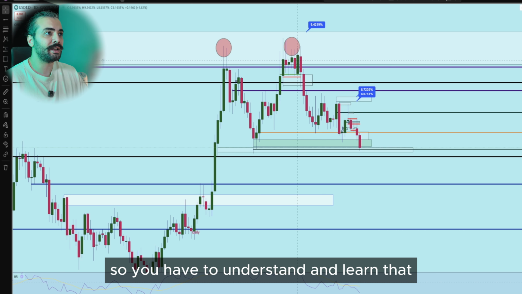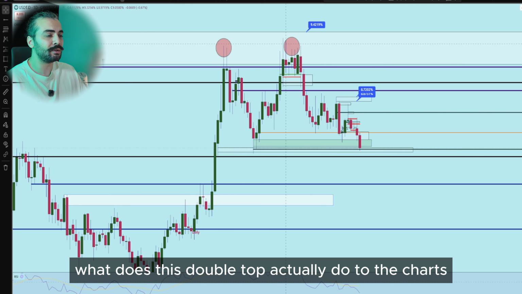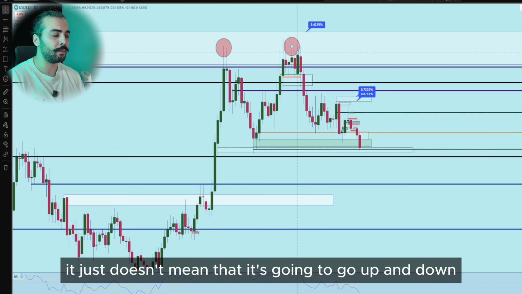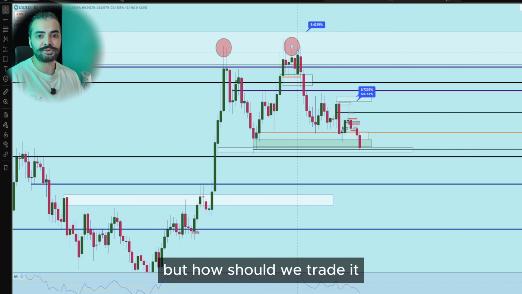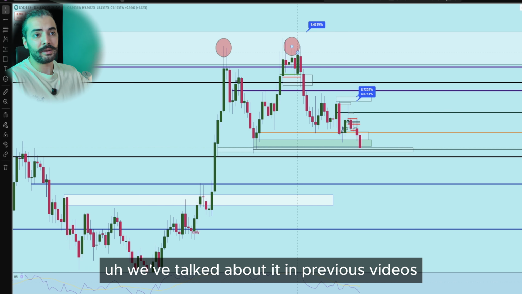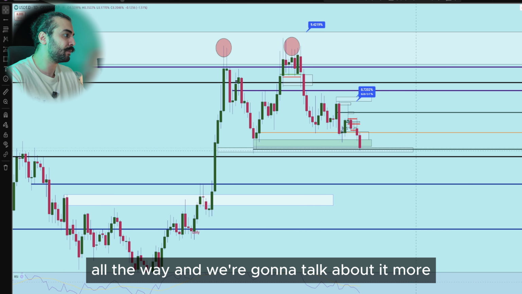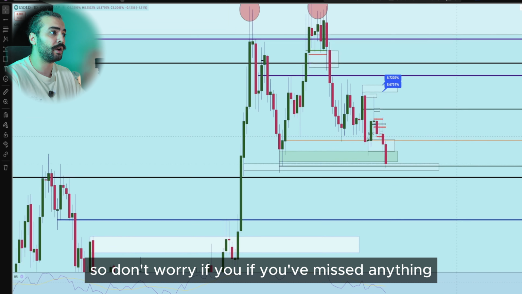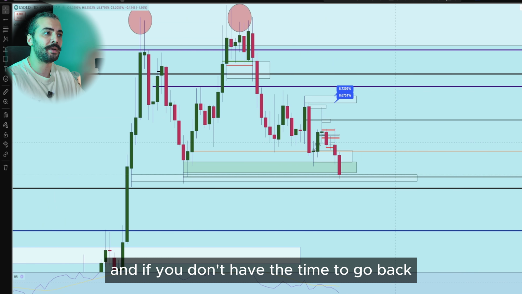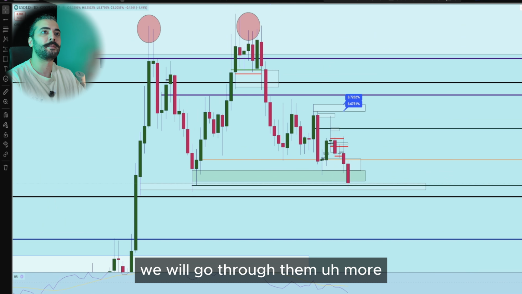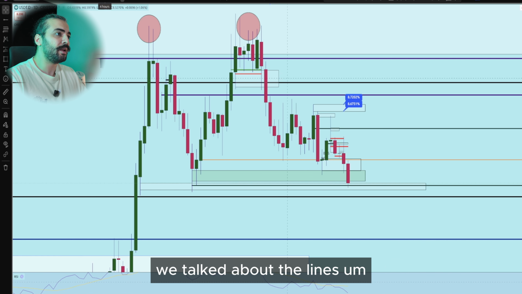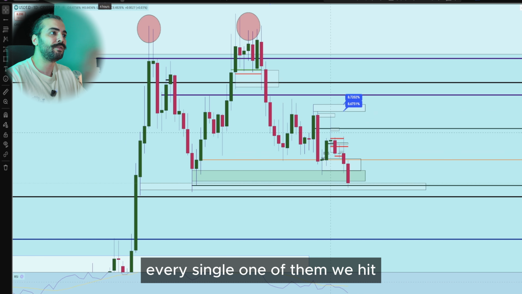So you have to understand and learn what this double top actually does to the charts. It doesn't just mean that it's going to go up and down, but how should we trade it? We've talked about it in previous videos all the way, and we're going to talk about it more. So don't worry if you've missed anything. And if you don't have the time to go back, we will go through them more. We talked about the lines, every single one of them we hit.